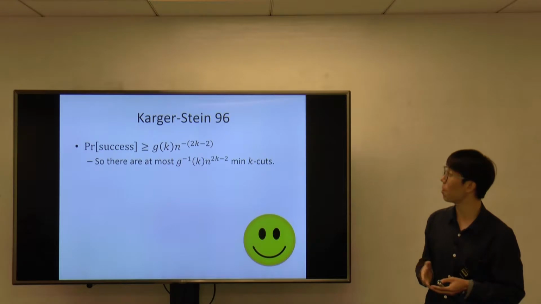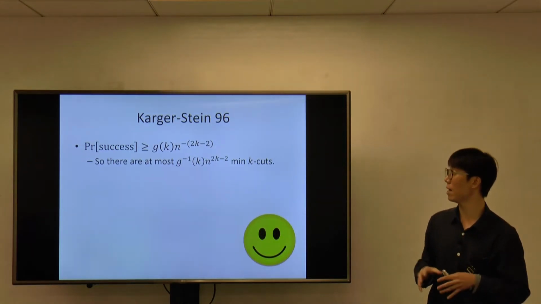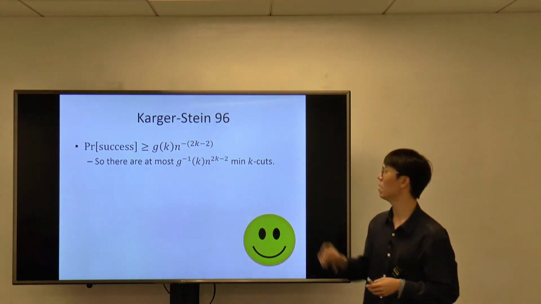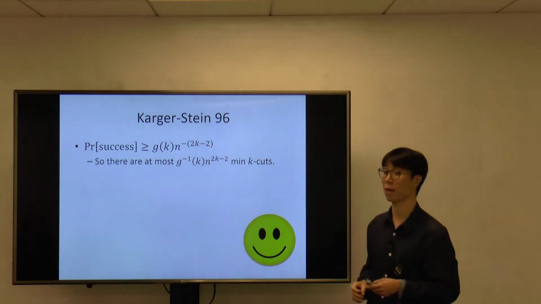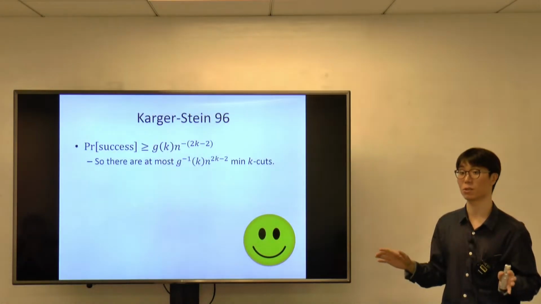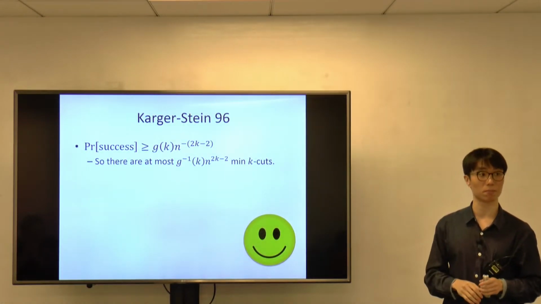So this proof shows that for any graph with n vertices, there are at most some function depending on k times n to the 2k minus 2 minimum k-cuts. So this is Karger-Stein, which easily generalizes the min cut algorithm.